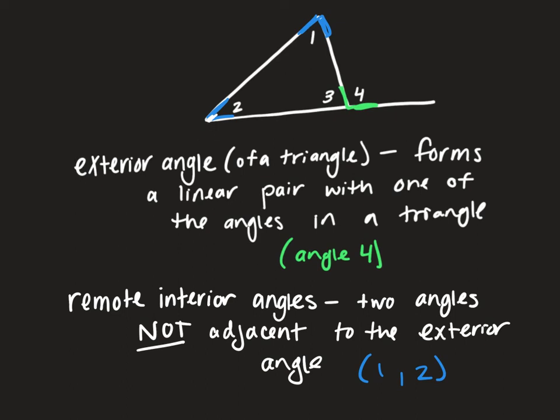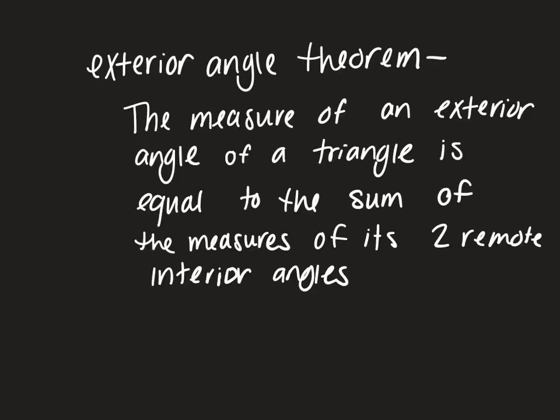So there is also a theorem that goes along with this, which is the exterior angle theorem. Instead of taking a picture, I'm just going to go ahead and write it. The measure of an exterior angle of a triangle is equal to the sum of the measures of its two remote interior angles.